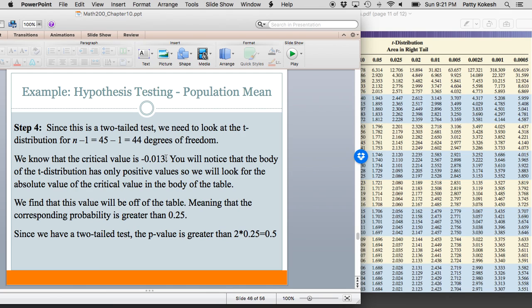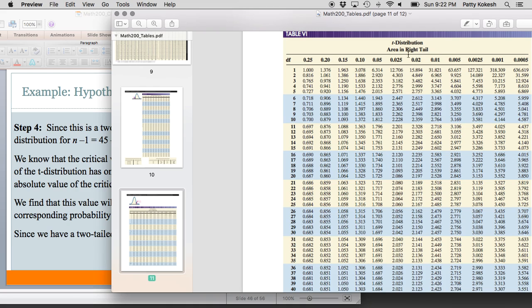Now one thing you should notice is that in the body of the t-distribution, we only have positive values. So when we're looking for a critical value, we're looking for the absolute value of that critical value in the table. Now, what we're doing, because we don't know our probability, is basically looking in the body of the table in order to try to find the corresponding probability up at the top.